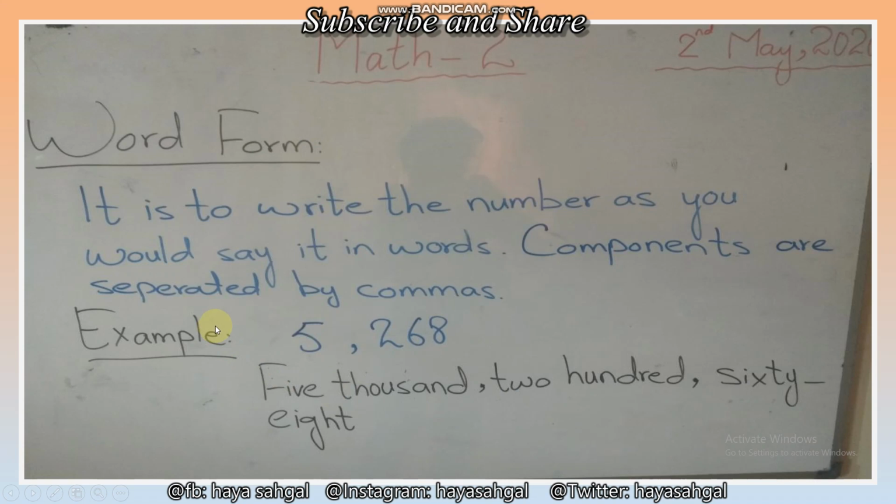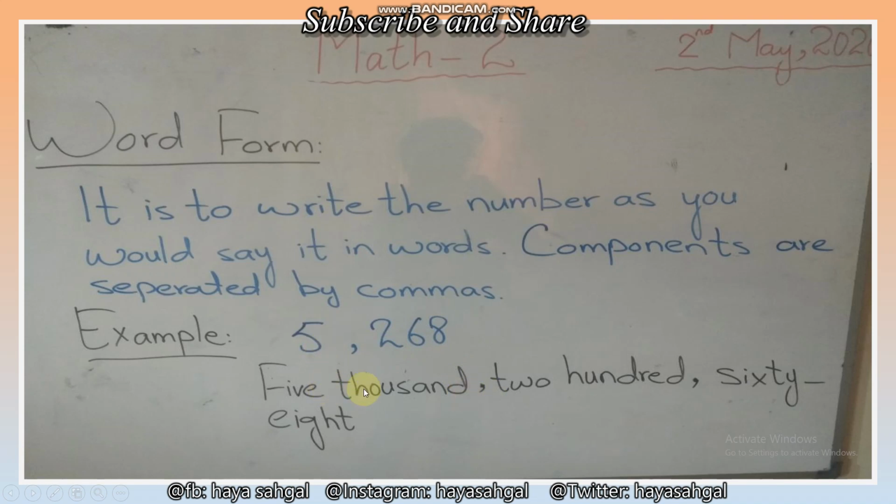Here is the third way, that is word form. As the name is showing, word form. It is to write the number as you would say it in words. Components are separated by commas. So word form is actually, we are representing the standard form in words, in spellings, right?